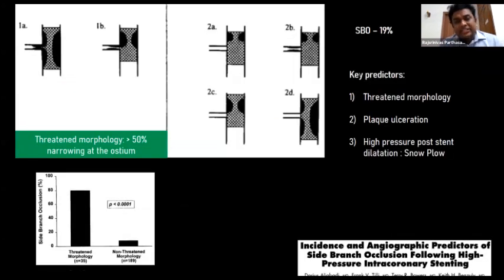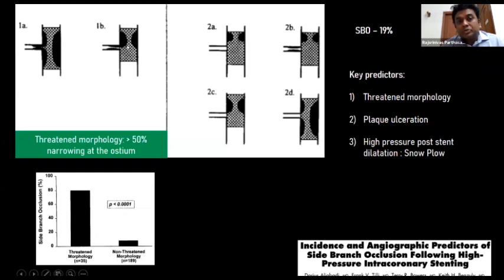Next, coming to the interventional aspect, what is threatened morphology of these side branches? We know there are a variety of plaques that can overlie these ostia. But if the plaque involves the ostium, causing ostial narrowing by more than 50%, those are the arteries that, by intervention, can potentially occlude.